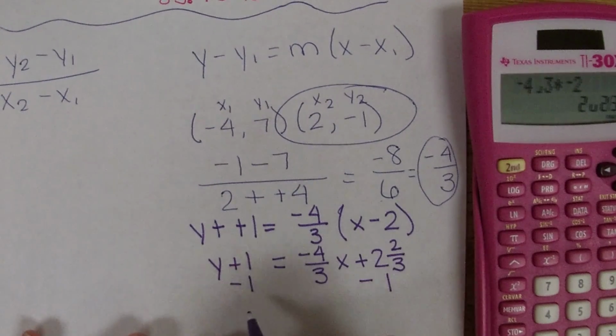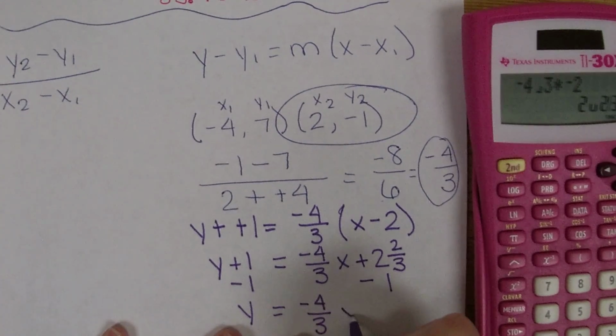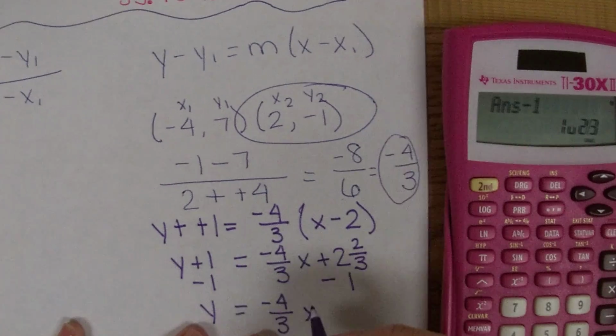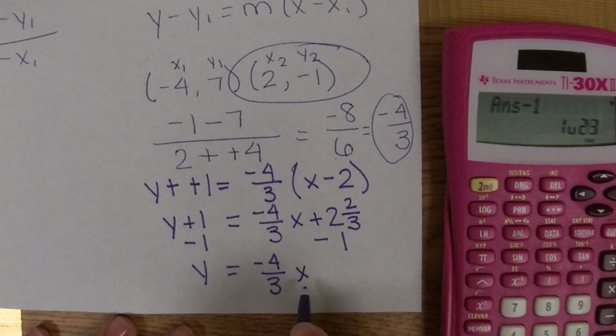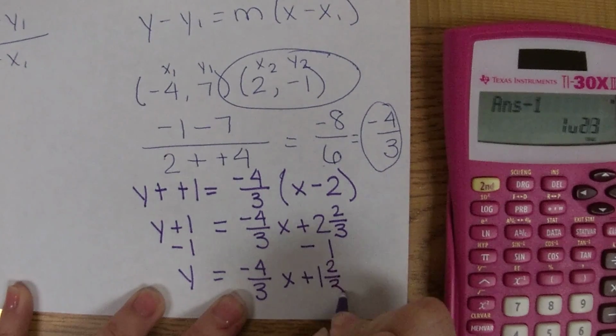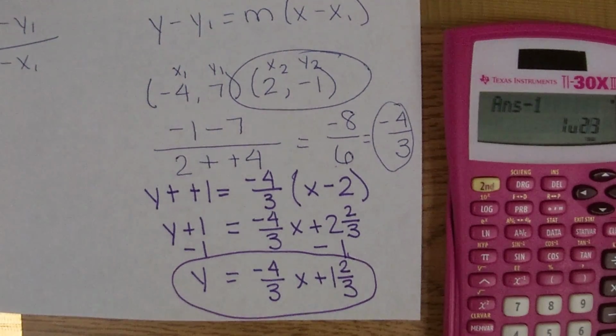We'll subtract the 1. Again, if you need that, you can put that in your calculator and just do the -1. And we'll get y equals -4/3 x plus 1 2/3. That would be our final equation.